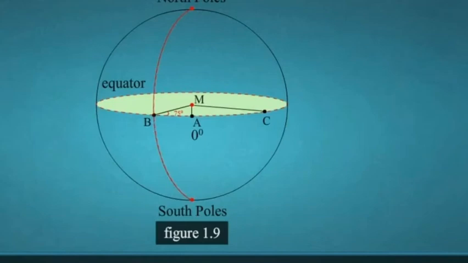Students, use figure 1.9 and do the following. Let the line AM be 0 degree. Draw the line MB. Measure the angle it makes with the line AM and write it near B. Note the semicircle that passes through B and joins the north and south poles. Trace it. Now join MC, measure angle AMC and write it next to C. Draw a semicircle that passes through C and joins the north and south poles.